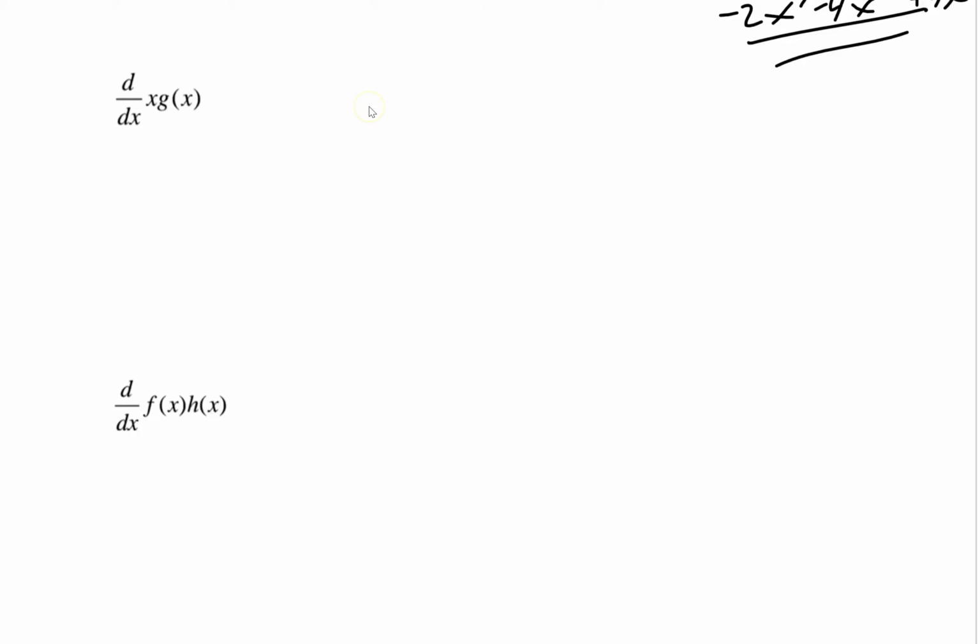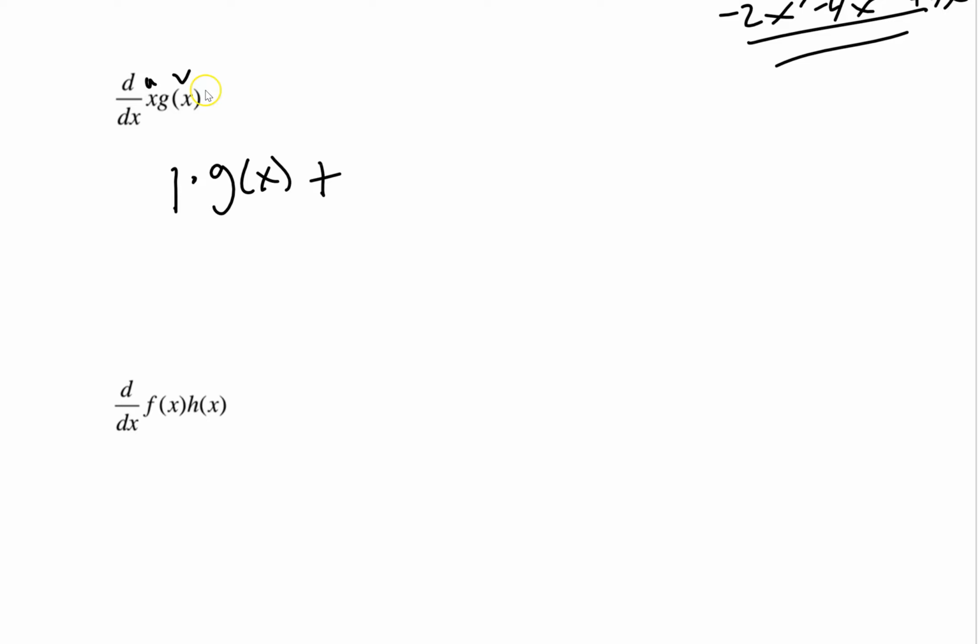Let's move on to the next one. So look at this one. Take the derivative of x times g(x), right? Oh, that's two functions. Don't let the x scare you. It's my u, it's my v. Let's take the derivative of the first one, 1. Leave the second one left alone, g(x). Right? The derivative of x is 1. Leave the second one alone, g(x).